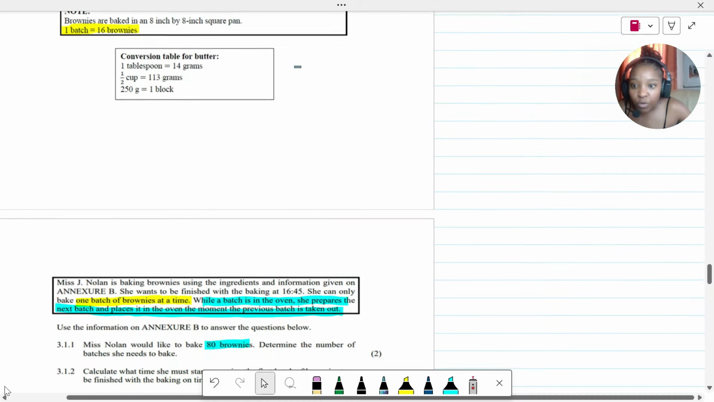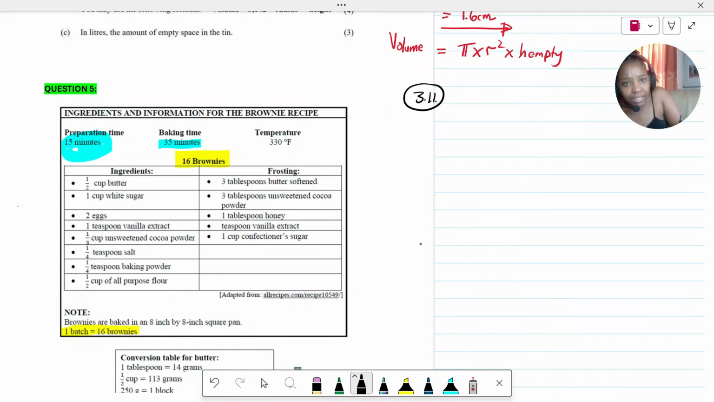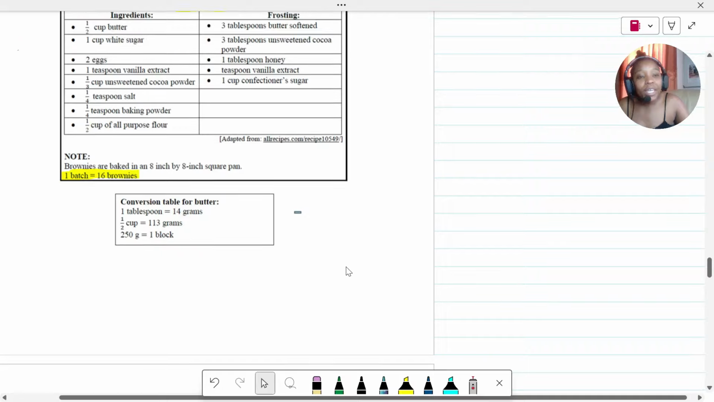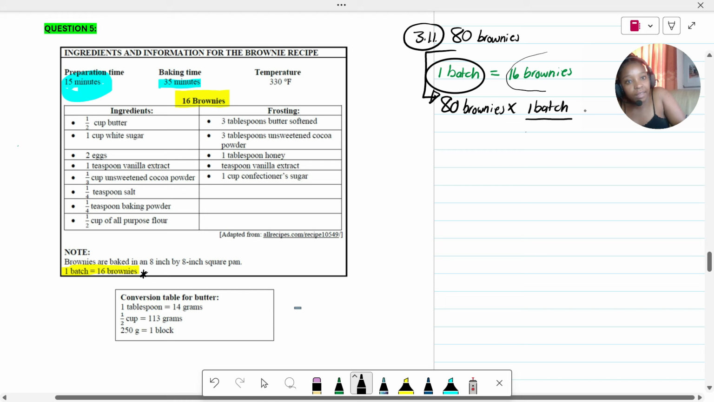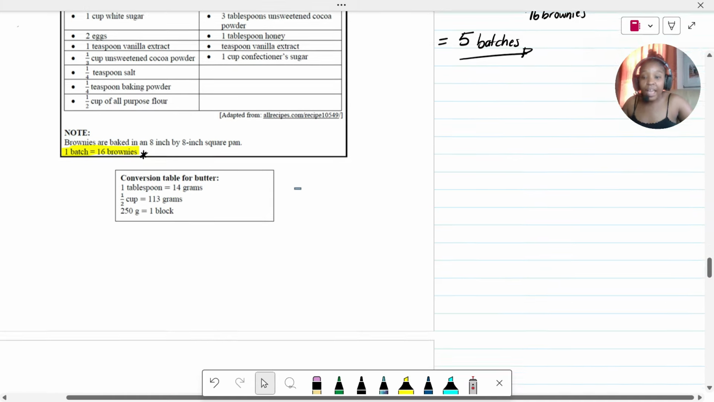Okay, cool. Question 3.1.1. Remember now, she wants to make 80 brownies, so we're going to write that 80 brownies. How many batches will she need to make? This is very easy because we are given an equation that relates batches and brownies, and that equation is telling us that one batch is equal to 16 brownies. So what do we need to do to determine how many batches Miss Nolan will need? Take the 80 brownies that she wants to make, multiply by what you want, which is batches, divided by what you have, using the other value here, 16 brownies. If you punch this into your calculator, it's the same as 80 divided by 16. That means she needs to make 5 batches if she wants to make 80 brownies. So she needs to put 5 batches into the oven.